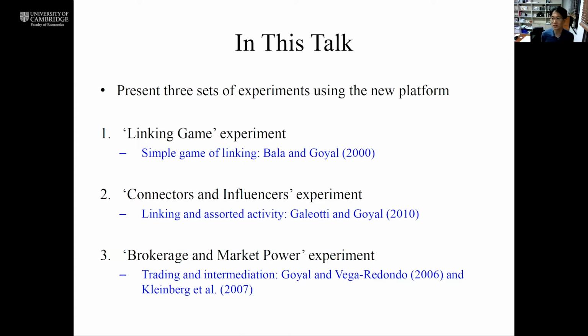And finally, the third one is the brokerage and market power experiment. We studied the setting of network formation in a trading environment. And the key issue here is how people can obtain the brokerage rent in the networks.